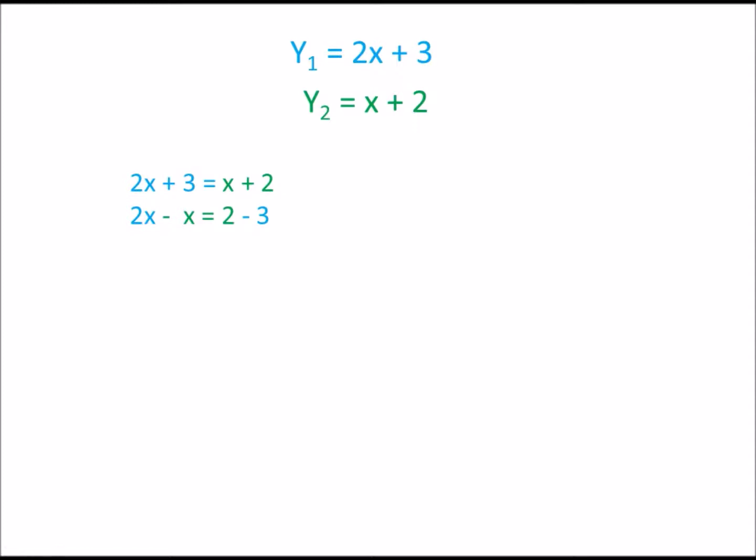2x minus x is equal to 2 minus 3. We're going to combine like terms. So 2x minus x gives us 1x, and 2 minus 3 gives us negative 1.